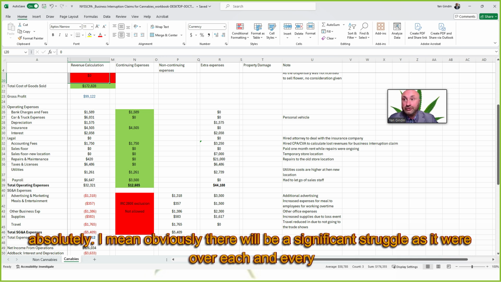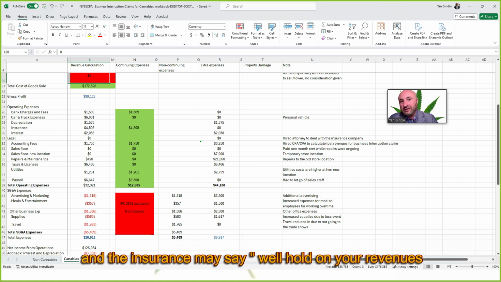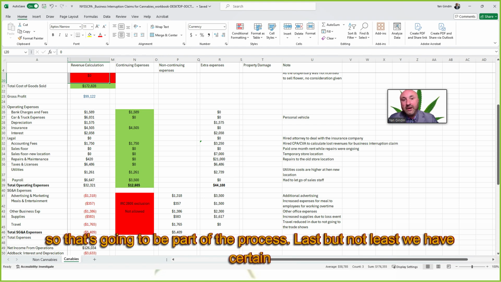Absolutely. There's going to be obviously a significant struggle, or a fight, as it were, over each and every revenue item or each and every expense that the business claims should be reimbursable, and the insurance says, well, hold on, your revenues are overestimated, and your expenses also include something that we might not allow. So that's going to be part of the process.